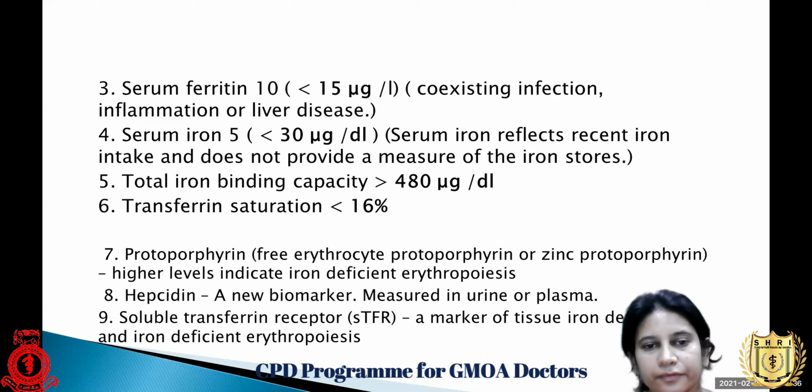If it is less than 15, we take it as iron deficiency, but you have to keep in mind coexisting infection, inflammation, or liver disease, because serum ferritin is the acute phase reactant. And serum iron 5 in this lady, if it is less than 30, we take it as iron deficiency. And total iron binding capacity high in this lady, and transferrin saturation less than 16.